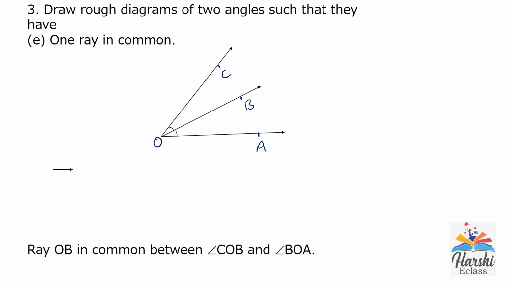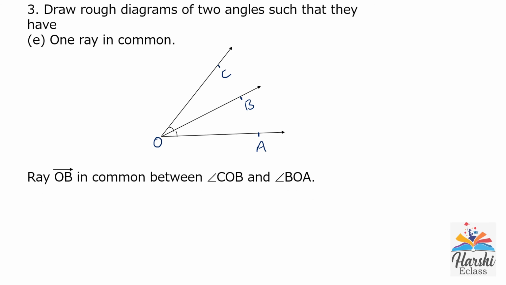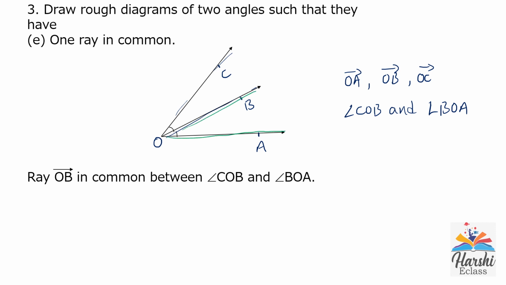One ray in common. There are three rays in this picture: ray OA, ray OB and ray OC. The angles formed here are angle COB and angle BOA. In these two angles, there is one common ray. That common ray is OB. Ray OB is common between angle COB and angle BOA.